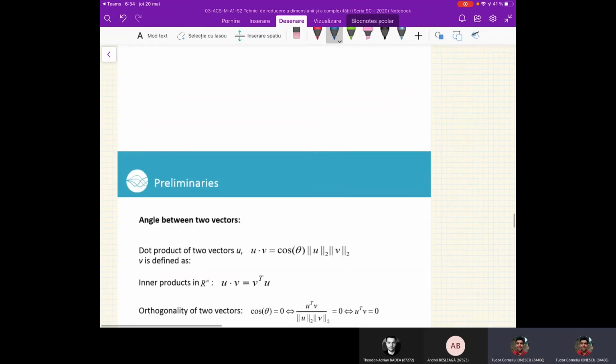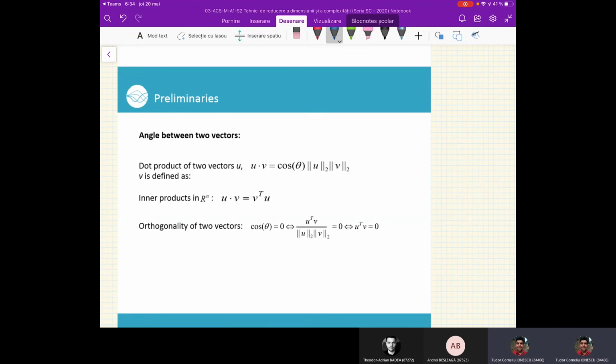Angle between two vectors. This is something related to what I was telling you about the orthogonality of vectors in the matrix V in the Arnoldi step, where you had Vi orthogonal to Vj. Remember that you have the dot product between two vectors, or the scalar product, which is this one, geometrically. This is the inner product.